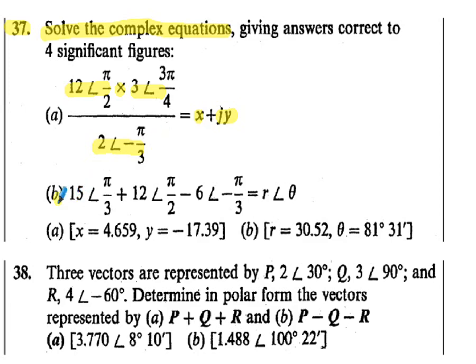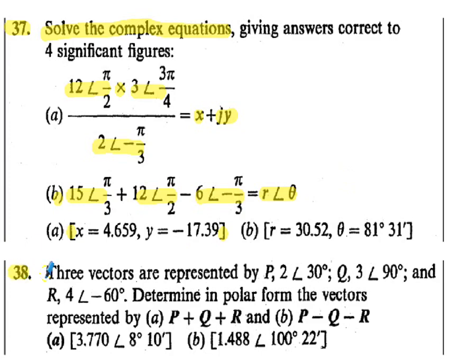In part B here, be very careful. They've given us 3 complex numbers and they're added or subtracted together. Now be very careful, you cannot add or subtract in polar form. So the first thing you need to do with part B is to convert it into Cartesian form, then do the add and subtract, and then convert back into polar form, because the answer needs to be expressed in polar form. Answers are shown again in the square brackets.